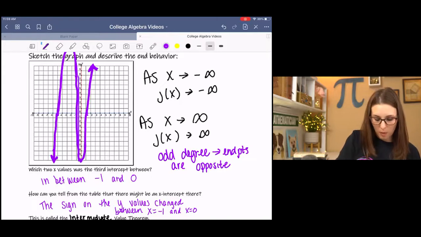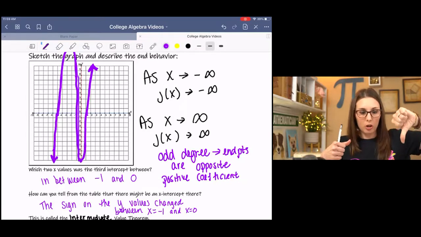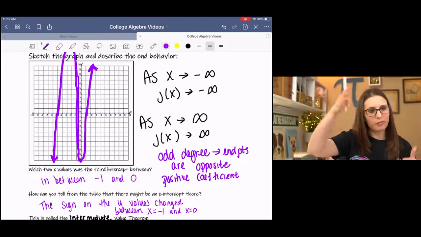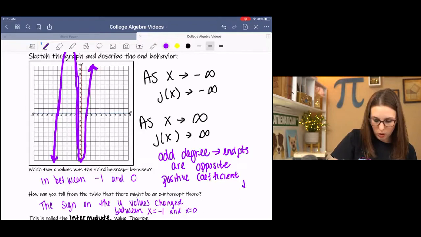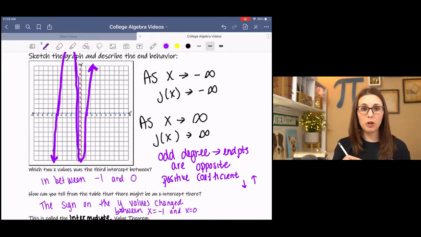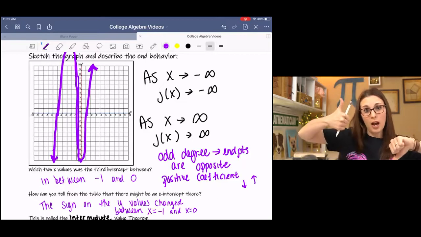And this was a positive coefficient, the 3. That means that we started low and ended high. So overall, it's going up. If we were to go from here to here, it's going up because it's positive. You could draw a little picture like that to show what's happening. So odd degree, positive coefficient means that the endpoints are opposite and we start low and end high.